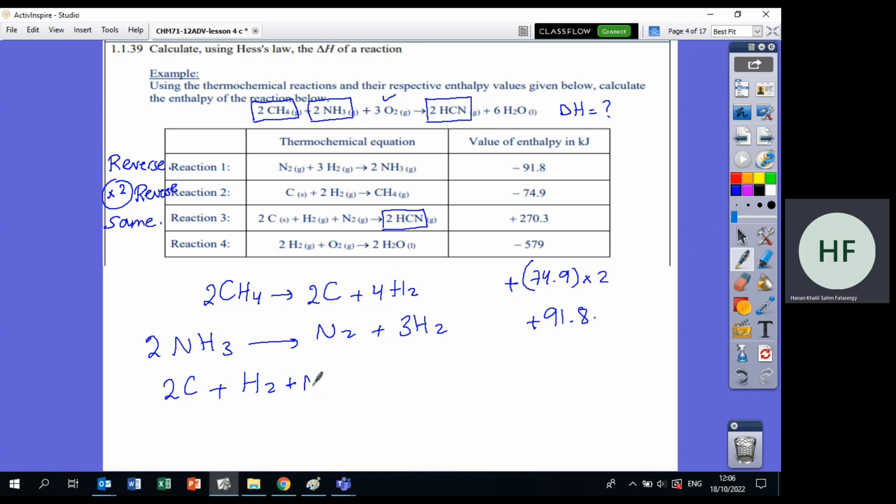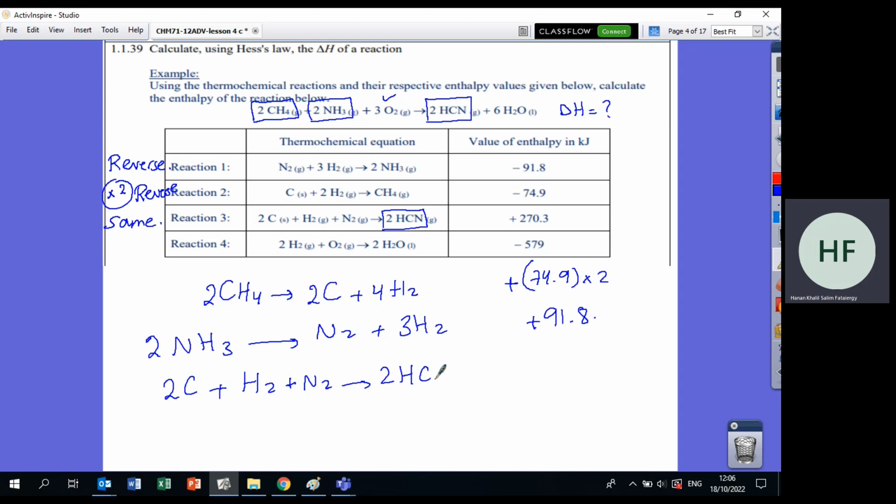Okay, plus N2. This will give you 2HCN, and the delta H will be the same, plus 270.3. Now I want 6H2O. The H2O is here as a product and here is a product, so I'm not going to reverse the reaction. But the problem is that here it's 2 and here it's 6. How can I make it 6?